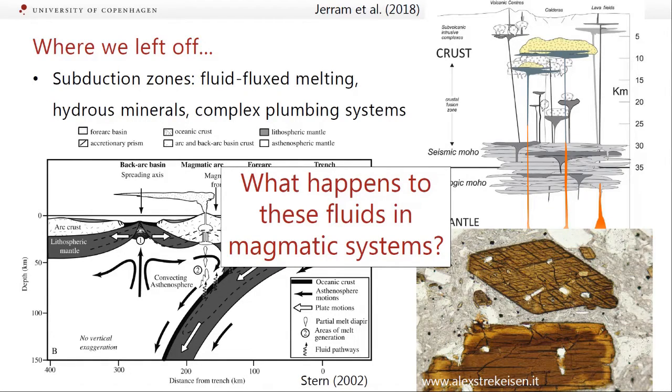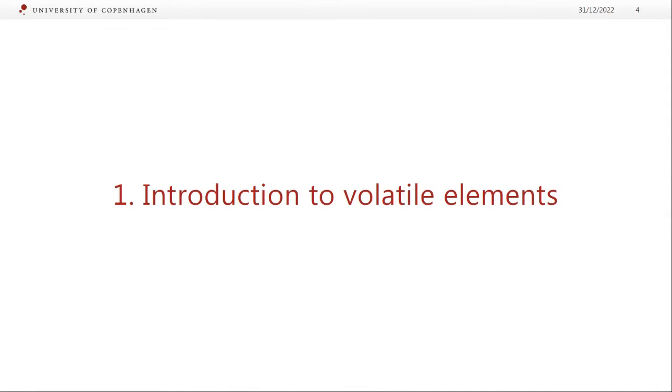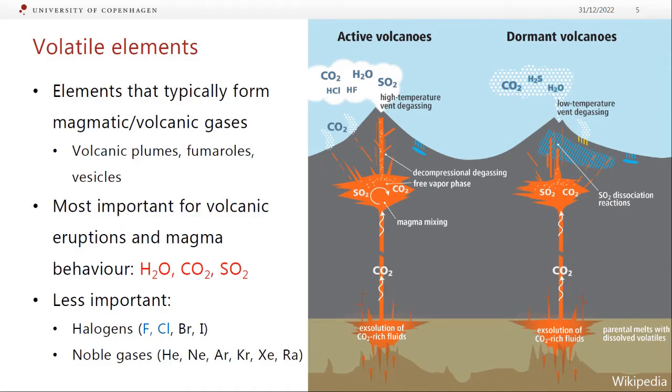So we're going to look at what happens to these fluids in magmatic systems once they get a bit close to the surface. Volatile elements are elements that typically form magmatic or volcanic gases. There's also another sort of volatile element that people talk about in terms of formation of the planets, but we're not worried about that. So when we say volcanic gases, these are the things that come out during volcanic eruptions as part of volcanic plumes or degassing from lava flows. But there's also low temperature degassing from things like fumaroles. This is kind of like degassing between eruptive events.